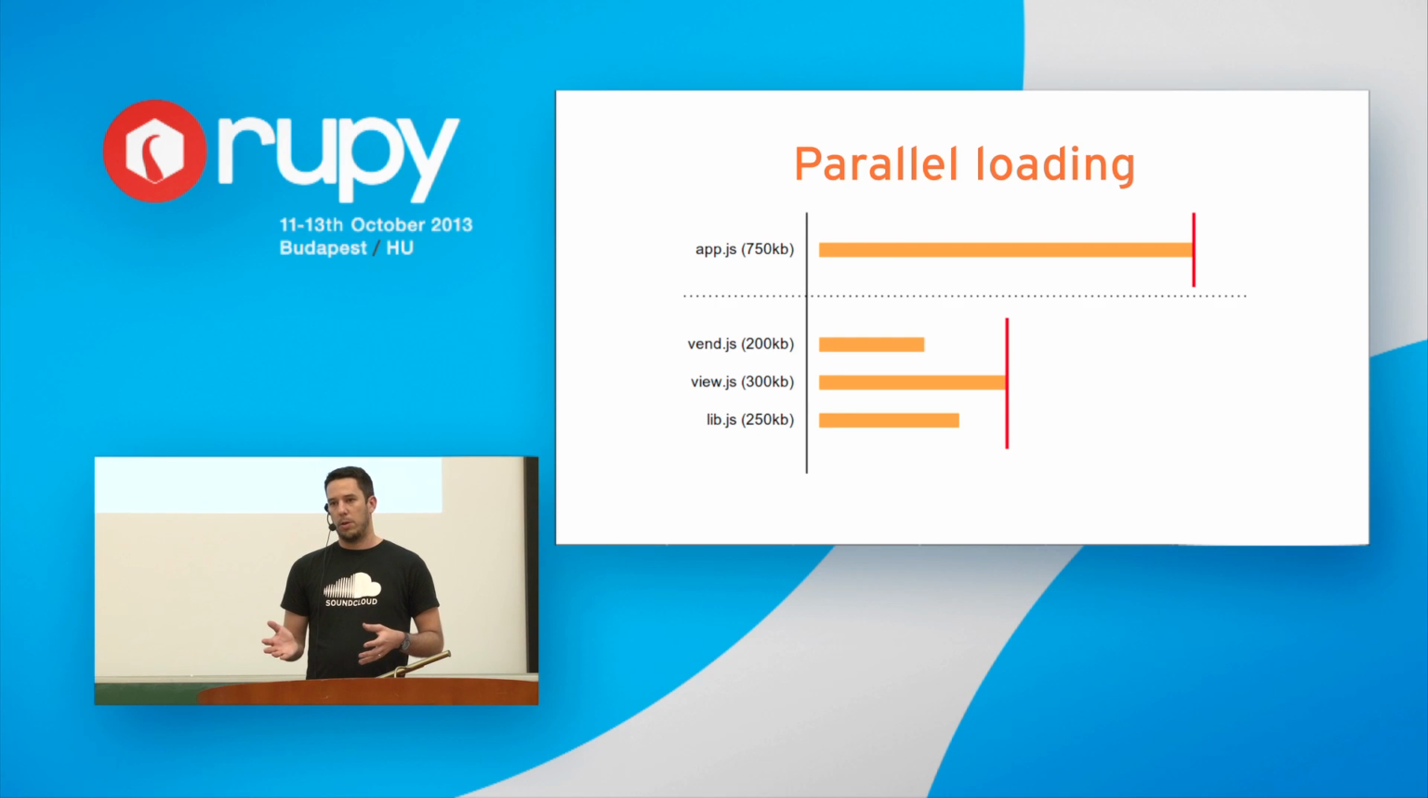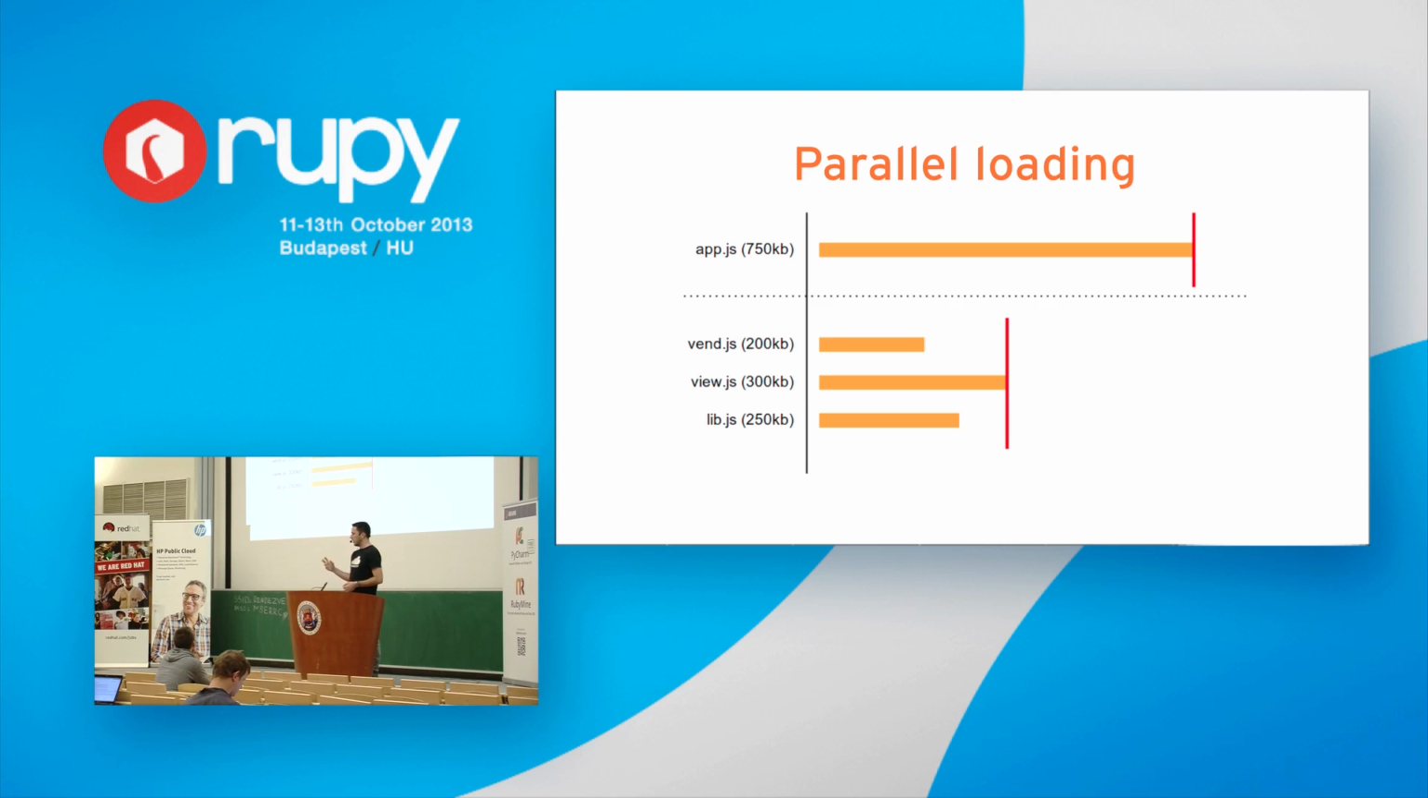The first thing is parallel loading. So when your index.html page is loaded, it then contains a reference to those 3 scripts, and the browser can actually go and pull them all at the same time. In effect, this means that it actually loads much faster by parallel loading there.